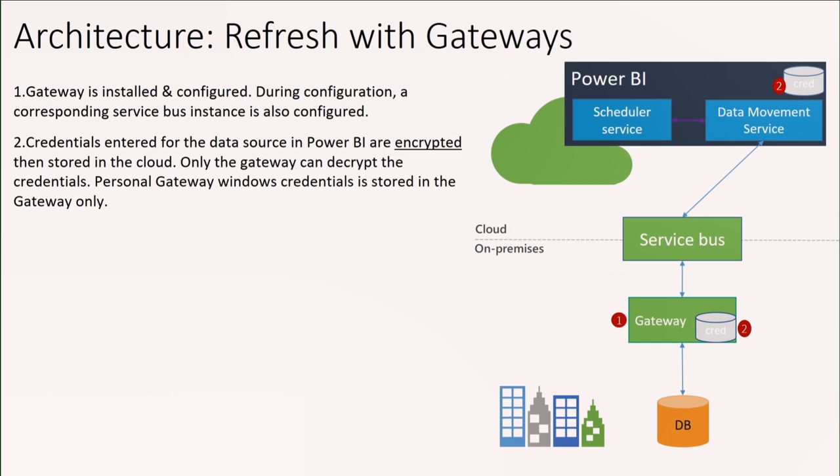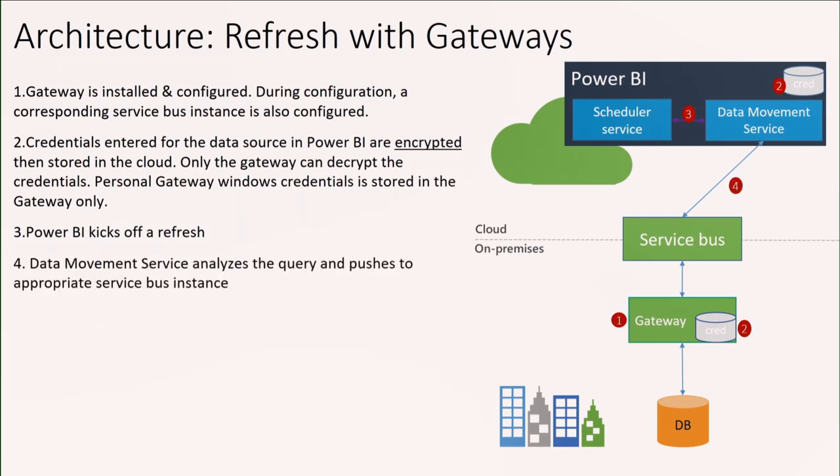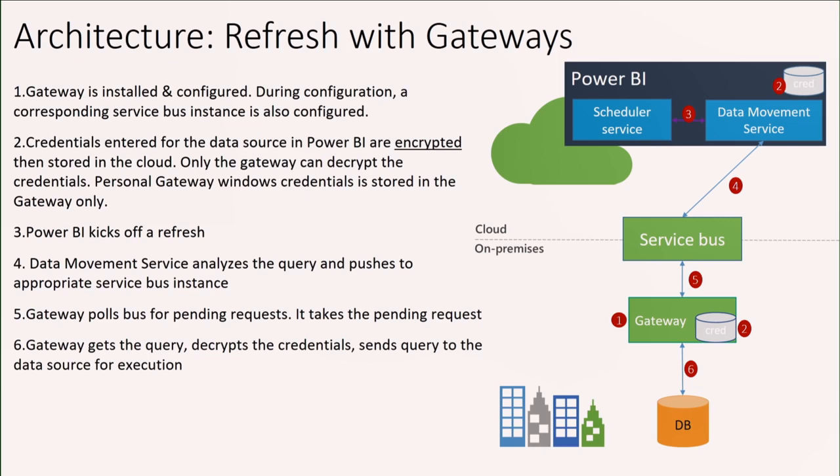Let's say you have a scheduled refresh. Once Power BI kicks off a refresh, the data movement service, which is the cloud piece that supports the gateway, analyzes the query and pushes it to the right gateway. The gateway is associated with your data set, so it knows through which Azure Service Bus relay to go. Based on the gateway, it checks the service bus relay, gets the request, and services it.